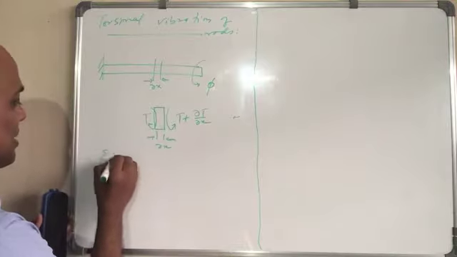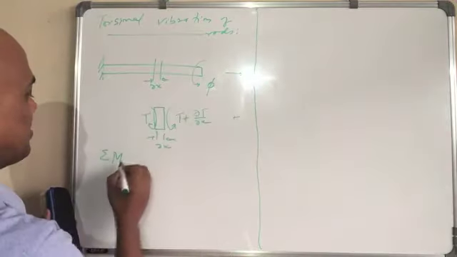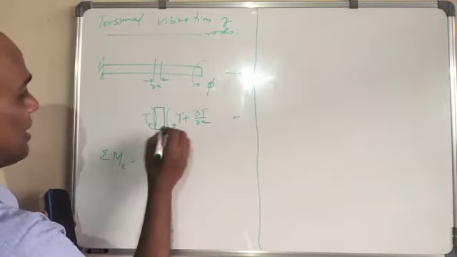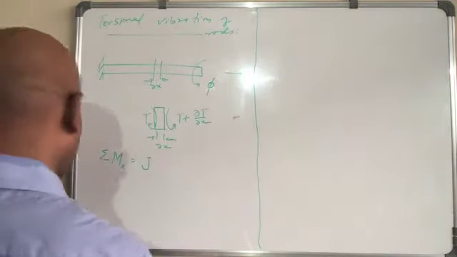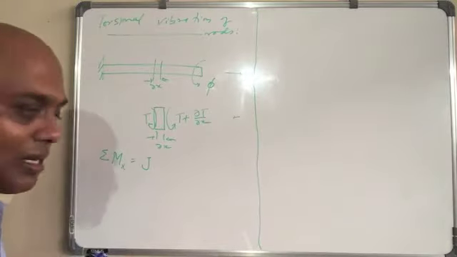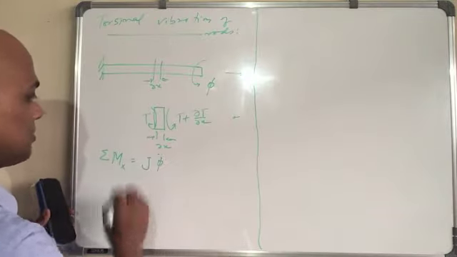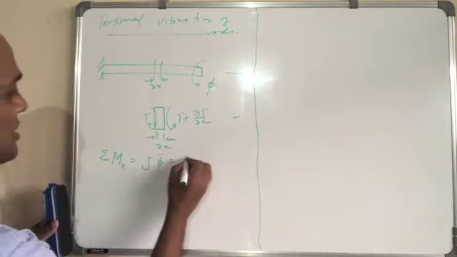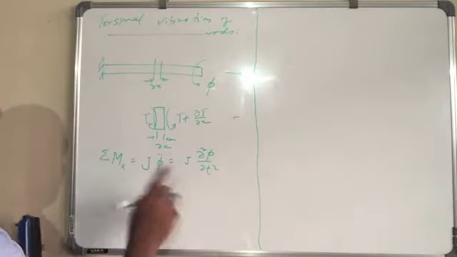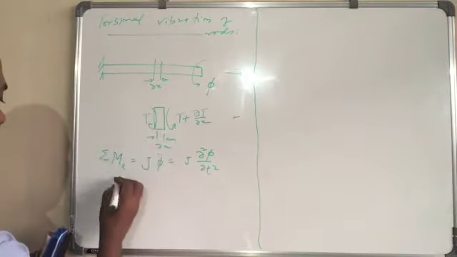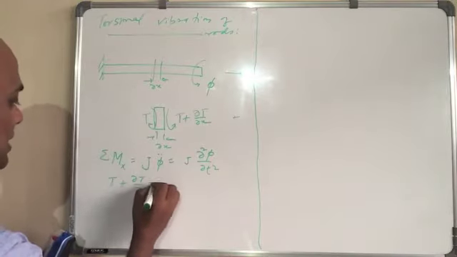Then we know that the total moment about the x direction has to be equal to J, where J is the polar mass moment of inertia, times phi double dot. So it is equal to J ∂²phi/∂t². Now, if you look at that, what do we find? The total will be ∂T/∂x.